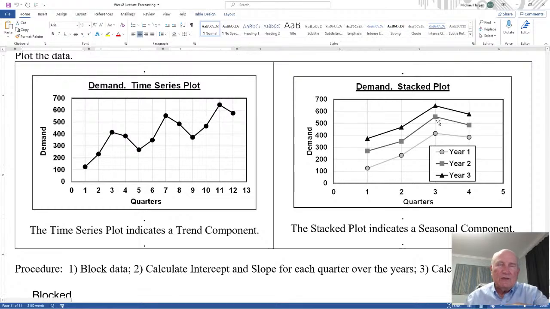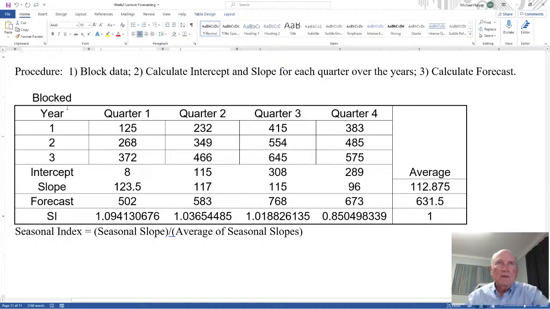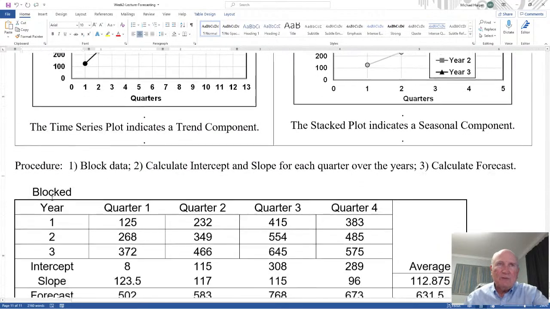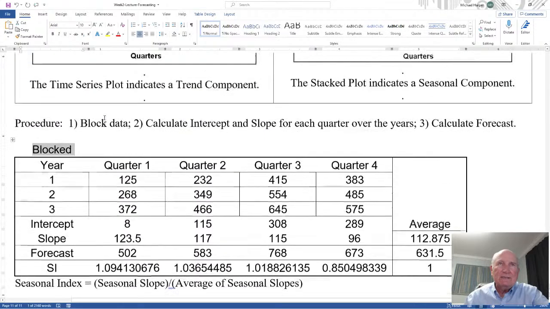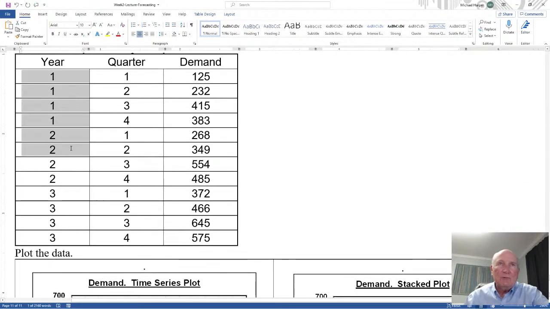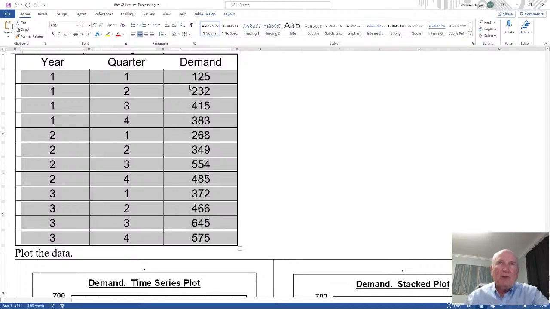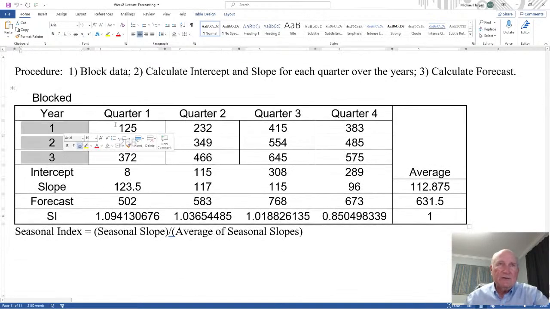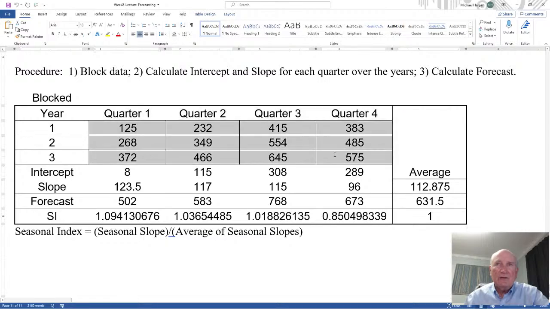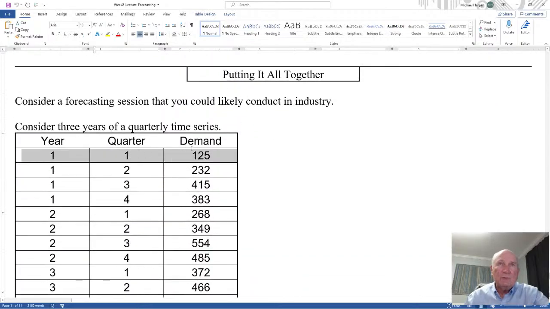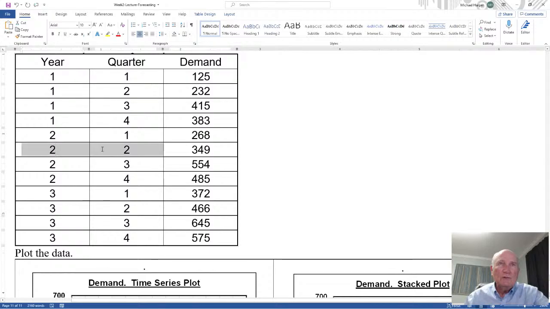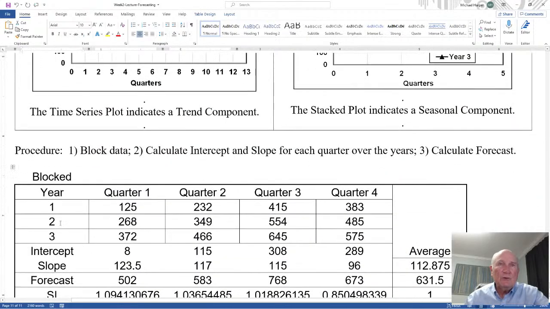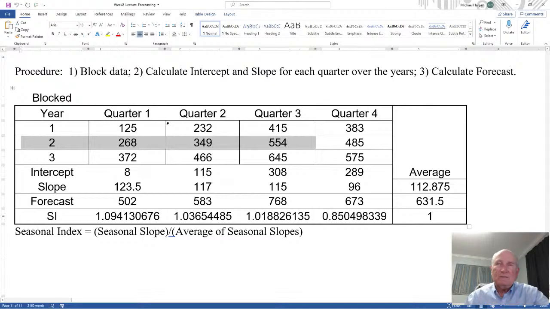First, let me tell you what we're going to do, then I'll show you how to do it in Excel. Down here, we block the data. What I mean by blocking the data is I take the data here, year 1, year 2, year 3, quarter 1, 2, 3, 4, and I block it to where it's like a contingency table in statistics. The years are here and the quarters are here, and there are the numbers. Quarter 1, year 1 is 125. Year 2, quarter 3 is 554. So I just blocked them.